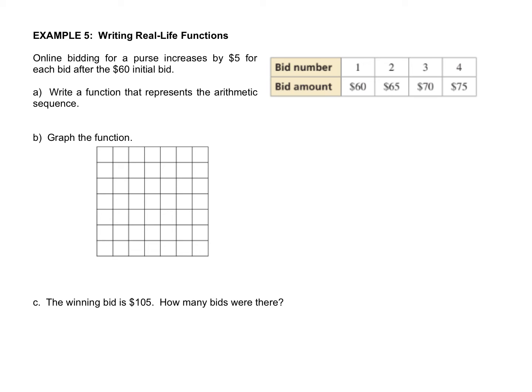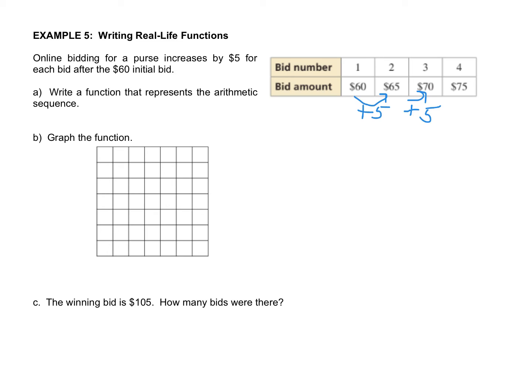So here we have the bidding for a purse increasing by $5 each bid after that initial bid of 60. It looks like a table. It's also still like an arithmetic sequence as we look through the table. Hopefully we can all notice that we are seeing a plus $5 for each purse that we are selling. So clearly we can see something that we've seen before as far as a slope or a linear table.